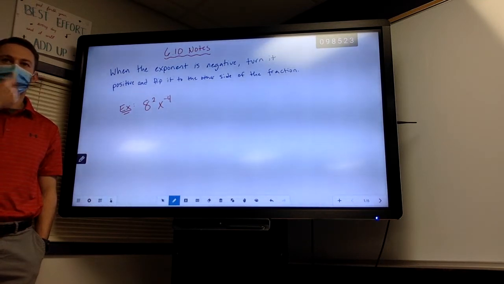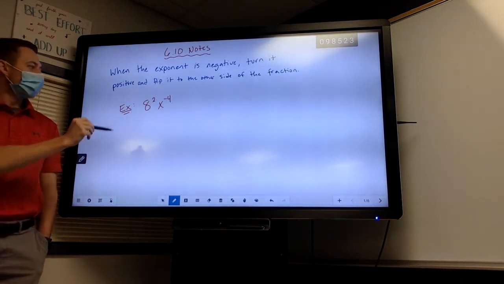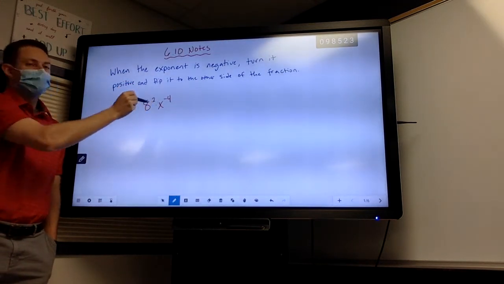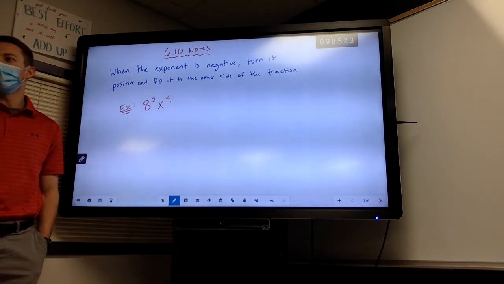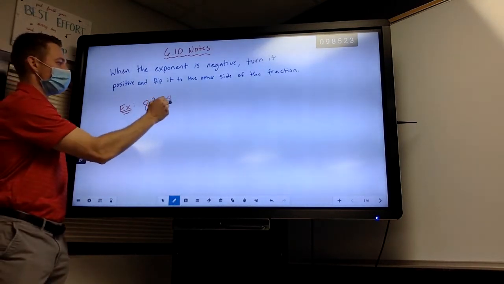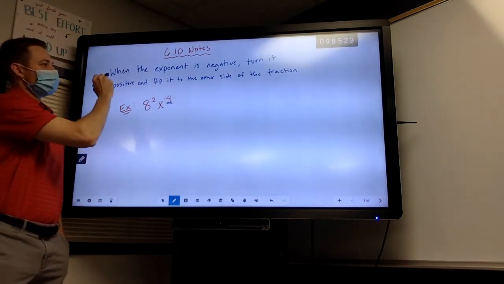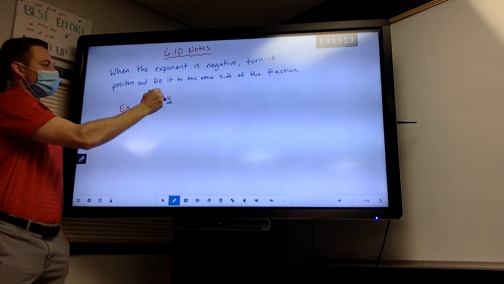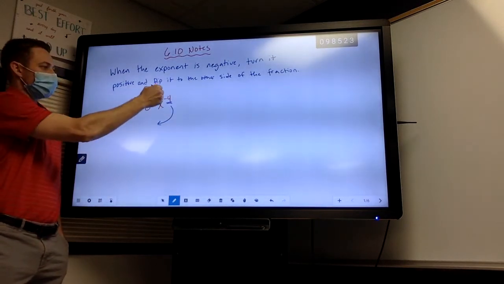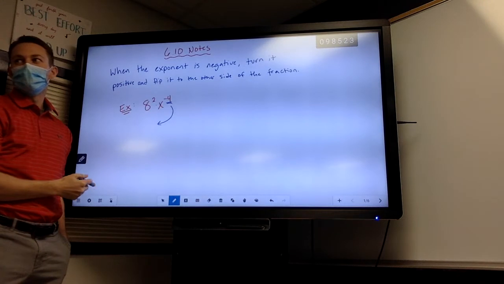So in our example, we have 8 squared times x to the negative 4. Do we have a negative exponent? Yes, we have a negative 4 right here. So we are going to, just like the definition says, move it to the bottom of the fraction and change the negative 4 to a positive 4.